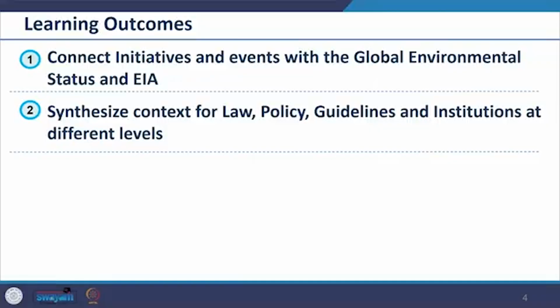So the expected learning outcomes, what is expected out of you after you finish the session, is that you should be able to connect initiatives and events with the global environmental status and EIA. So you should be able to bring them together as we explore further. And you should be able to synthesize context for law, policy, guidelines and institutions at different levels. So why we are doing it, what we are doing, and how, what kind of additions or changes are happening now.